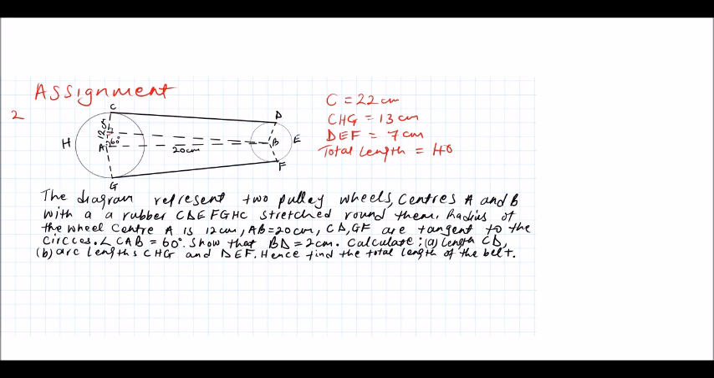Right. Now, the diagram represents two pulleys. So you have the information given. Now, you are given this is 20 and this is 12. You can use angle 60 because this angle here is 90. You can use 20 and angle 60 to be able to get this distance here, as well as this distance, which is actually the length of CD.